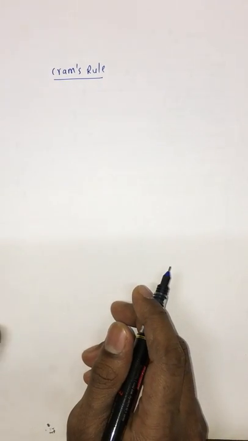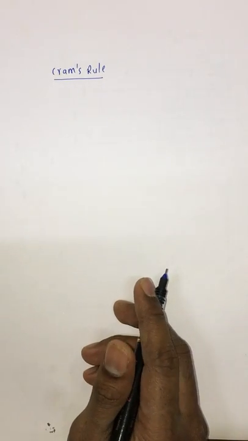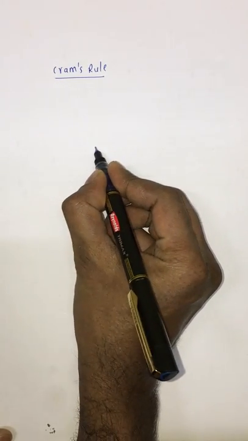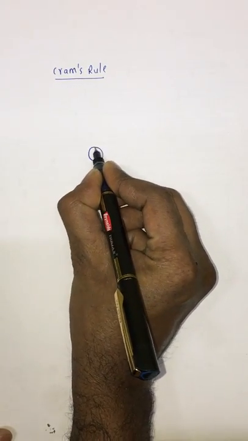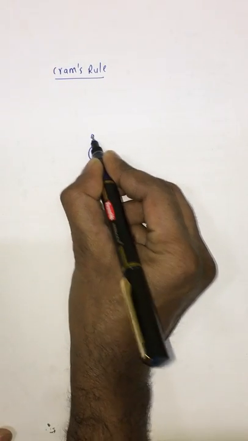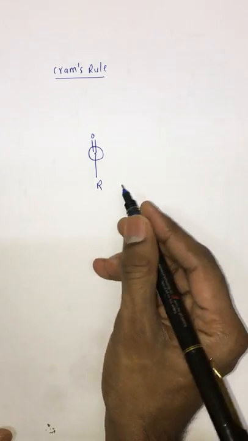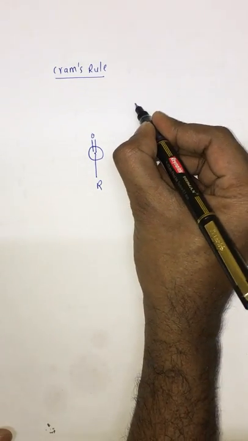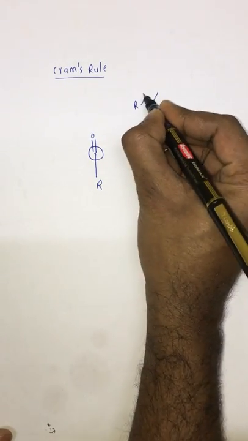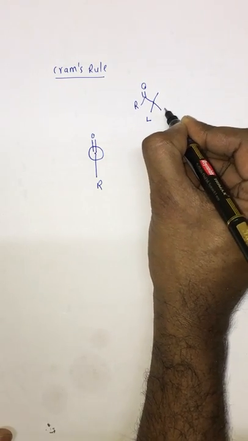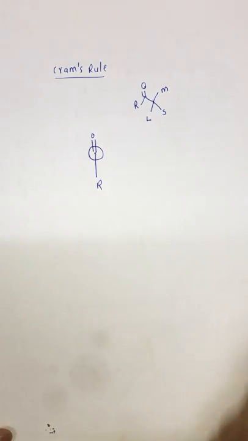Next concept is Cram's rule. Directly I go for examples. So in the Cram's rule, when we have this kind of compound, imagine that it is a large group, this is small group, and this is a medium group.